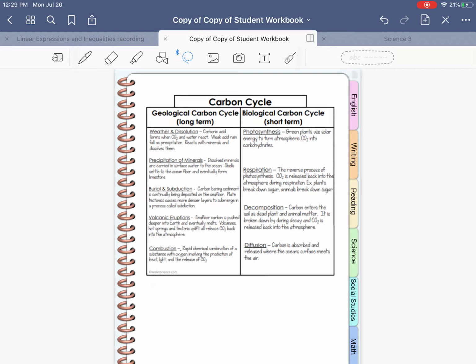Hello science class, and welcome back for another little lesson on the carbon cycle. This is actually a very important concept in science. It's something that I think you are likely to encounter on an exam.